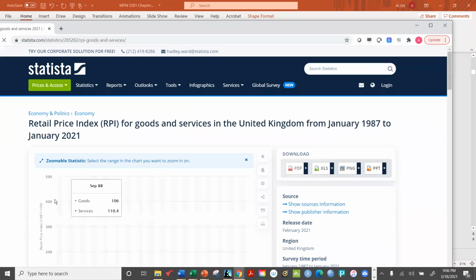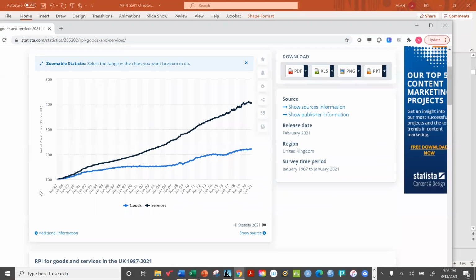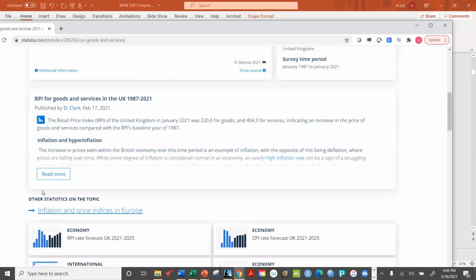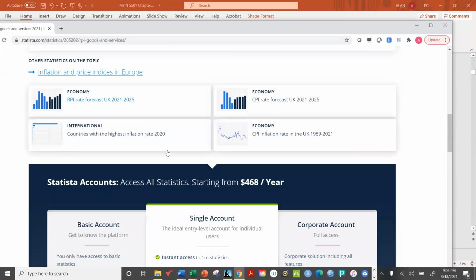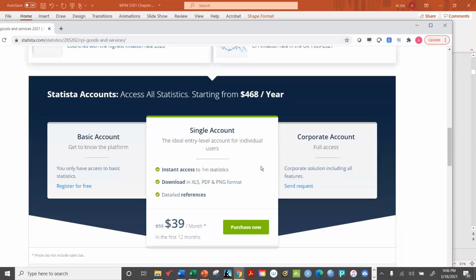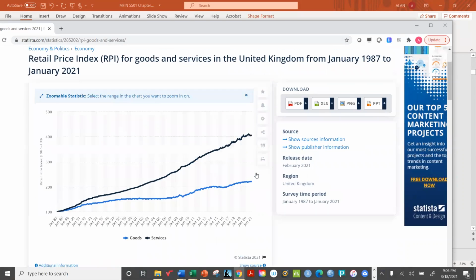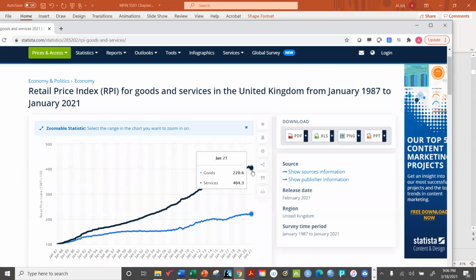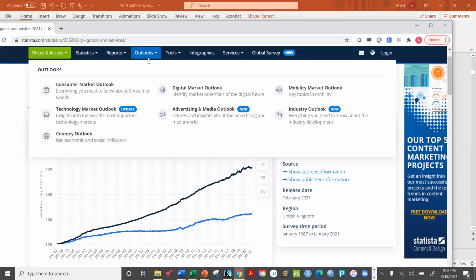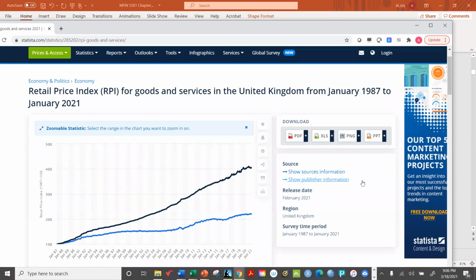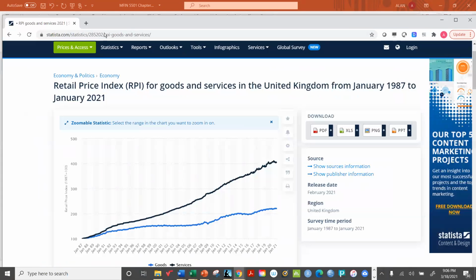There it is. The RPI for goods and services, and let's see. Well, that's what it looks like, but I wanted the actual contents. Oh, I guess we have to pay for it. Ooh, that's not good. Well, maybe not. All right, well, I thought I could look it up real quickly, but I just wanted to show you that it's not exactly the same thing, but it's a similar idea.